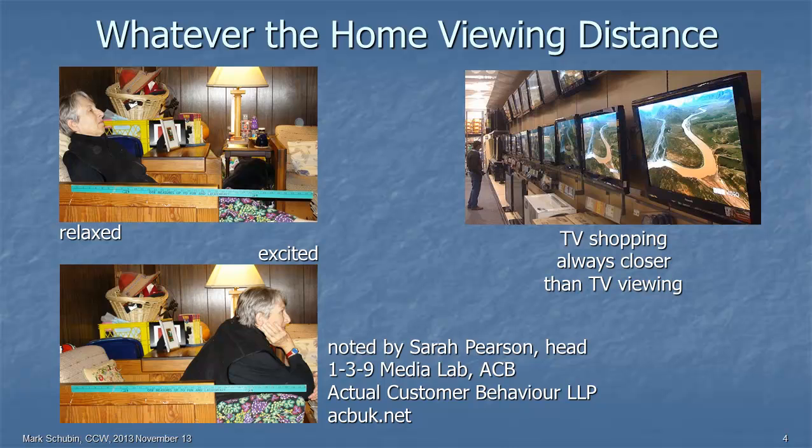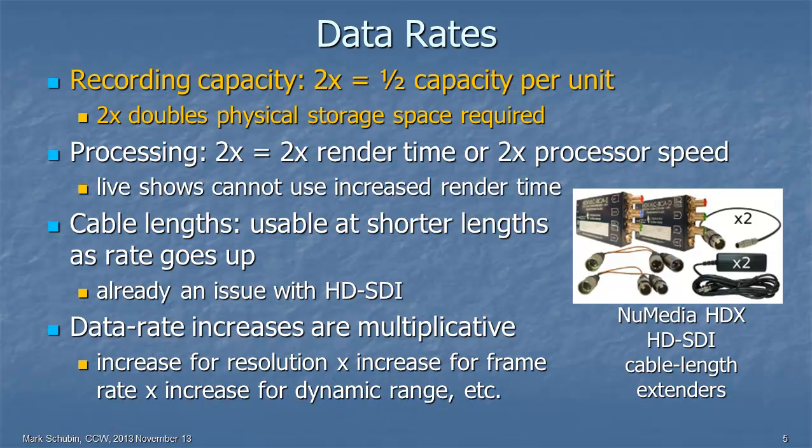So let's talk about data rates. If you're shooting single camera and you multiply the data rate by a factor of 2, then you have 1/2 the capacity per unit. So if you were getting a certain amount of material on a terabyte drive, you now need 2 terabyte drives. When you're processing, if you have double the data rate, you now have 2 times the render time or 2 times the processor speed. And live shows can't use increased render time because they're live. They can't wait for that.